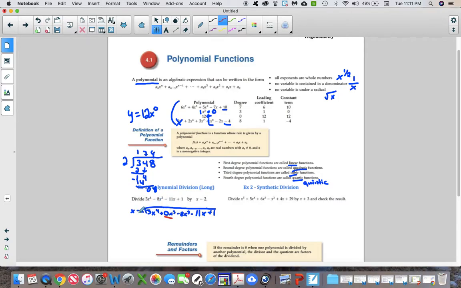So what we're going to do is the first thing that we say is, like here, how many times does 2 go into 3? How many times does x go into 3x to the 4th?